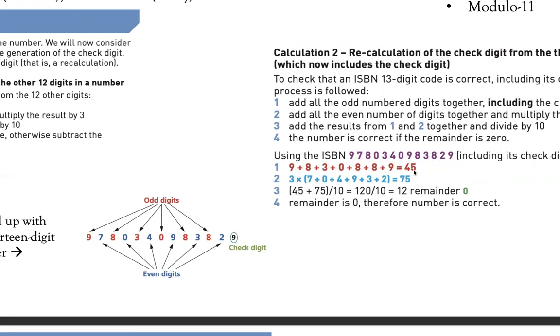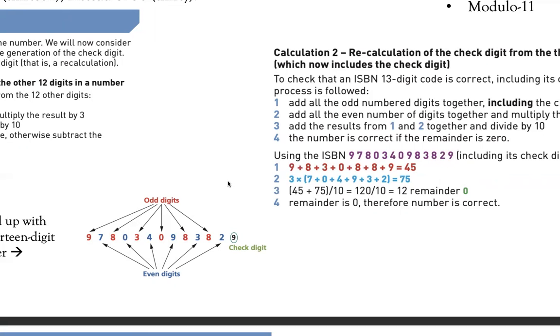9830889. Add them together, we'll get 40. Take the even numbers 70492. Add them together, multiply them by 3, same as before, get 75. Add them together again, divide by 8. This time your remainder should be 0. If your remainder is 0, that means this number is correct according to this check digit.